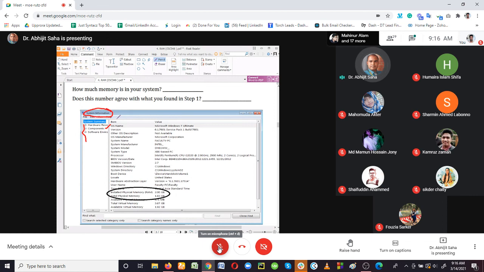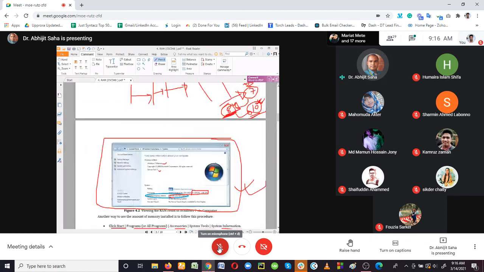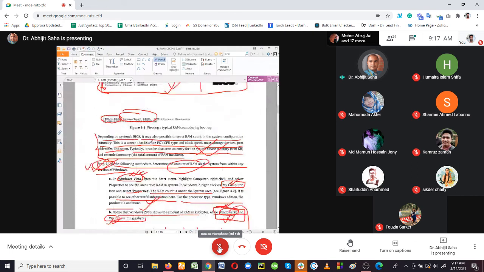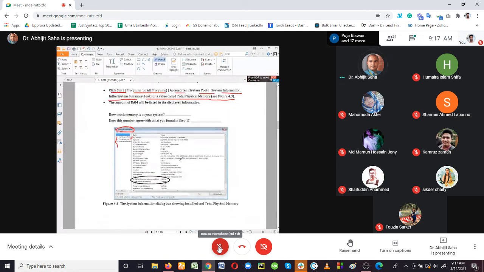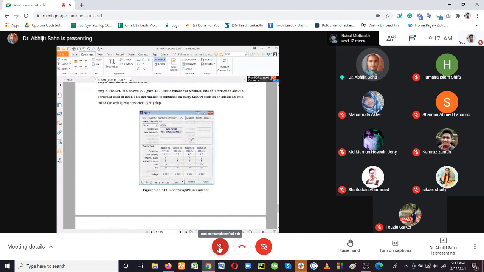So this is one of the ways we can know. We have seen that there are several ways to know this. In this document we can see that there are 4 ways we can check how much memory there is. Not only these 4, there are some other ways too. I think by using CPU-Z or different tools, you'll be able to know how much RAM you have.